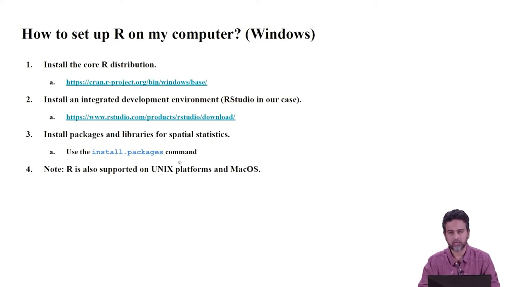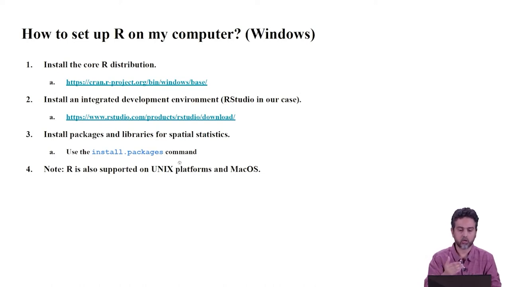So I will show you the installation procedure for Windows. But as I've noted here in point number four, R is also supported on Unix platforms and Mac OS, so it's a cross-platform software. For practicality and constraints, I'm only showing you the installation for Windows. If you run a different operating system, you can find the installation notes on their website, and I've given the link here in point number one.